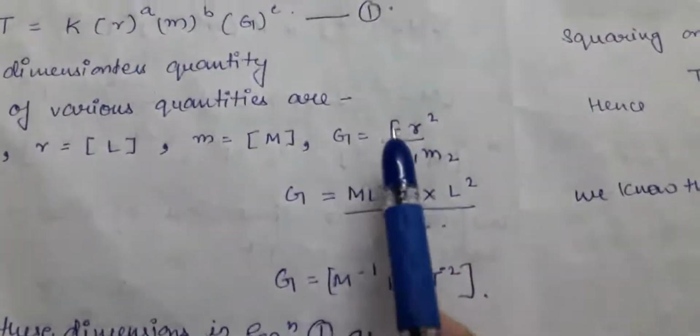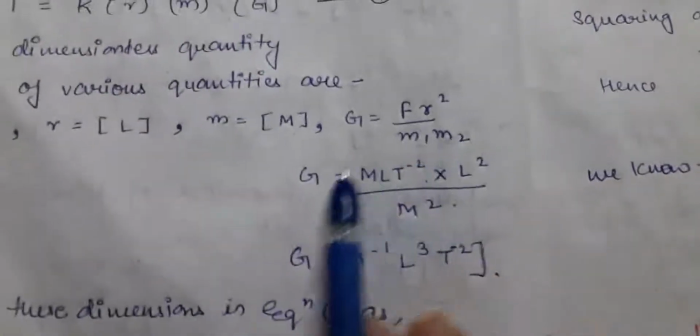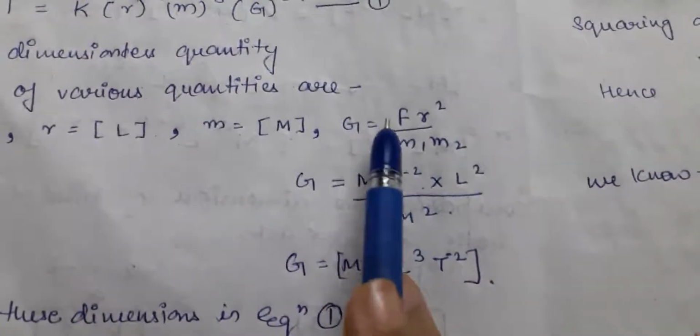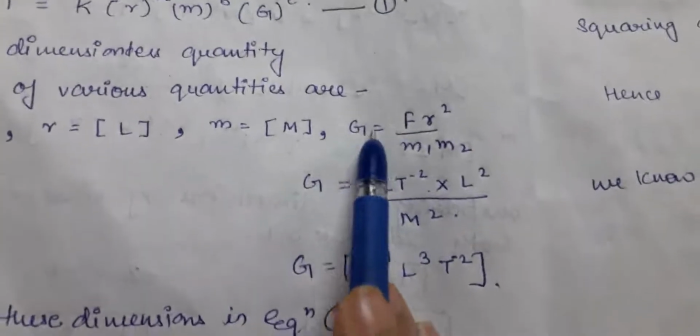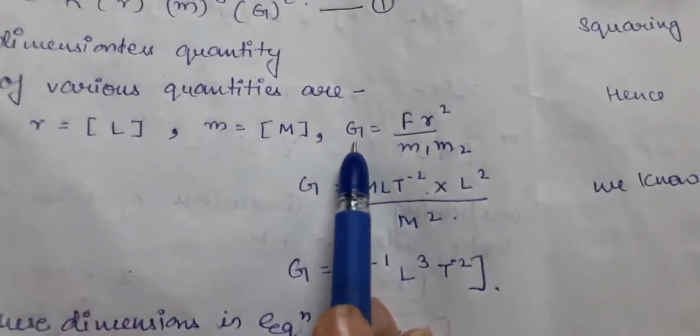So come back to the question. G is equal to F r square upon m1 m2. We all know the formula of gravitational force, and from there I have derived the formula for the gravitational constant.